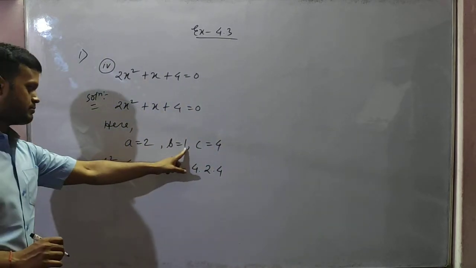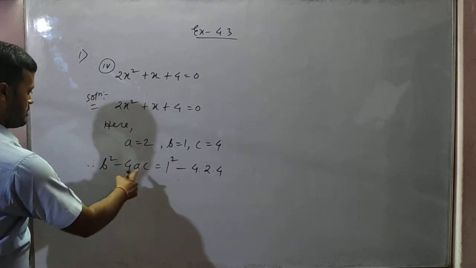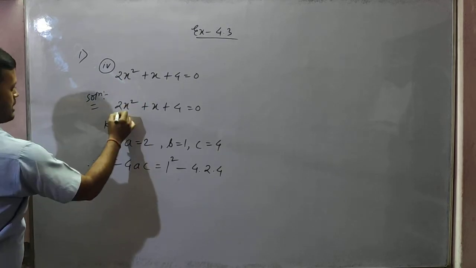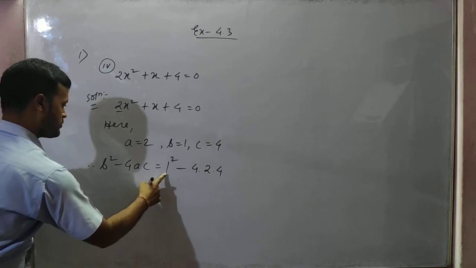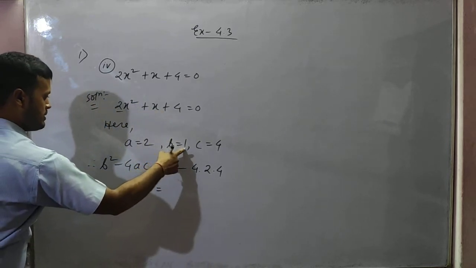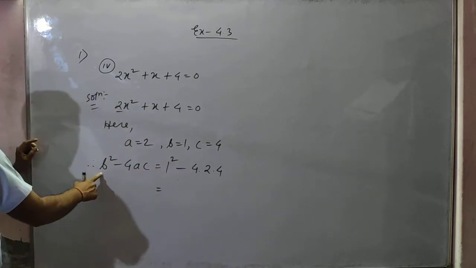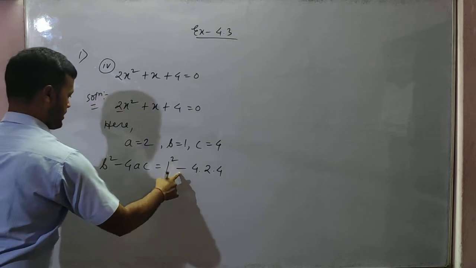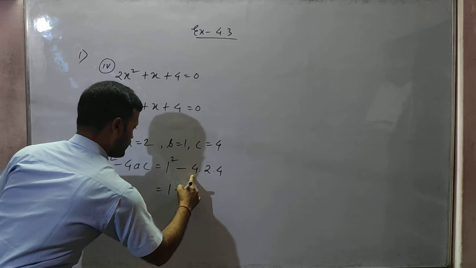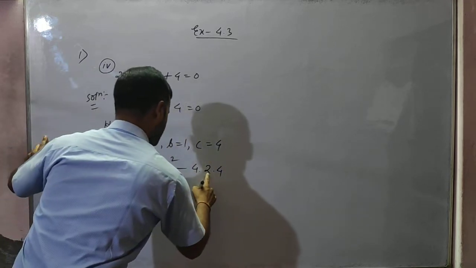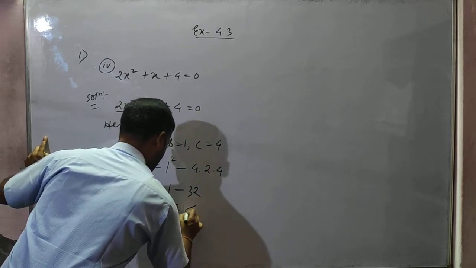Okay, b square, b is 1, no? So b square minus 4ac, where a is 2, b is 1 and c is 4. So b square will be 1 square, isn't it? What is the value of b? Value of b is 1, so write 1 square minus 4 into a means 2 and c means what? 4. So 4 4s are 16, 4 2s are 8, 8 4s are 32. 1 minus 32 is how much? Minus 31, less than 0.